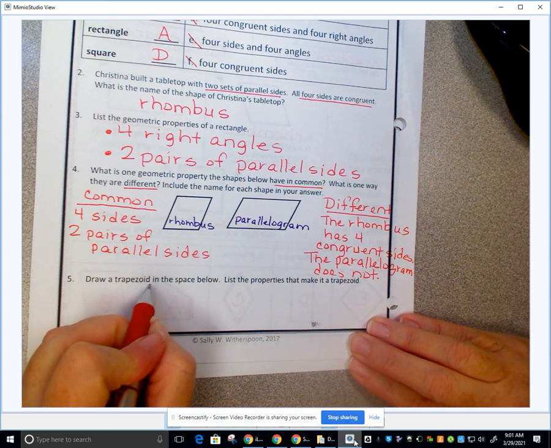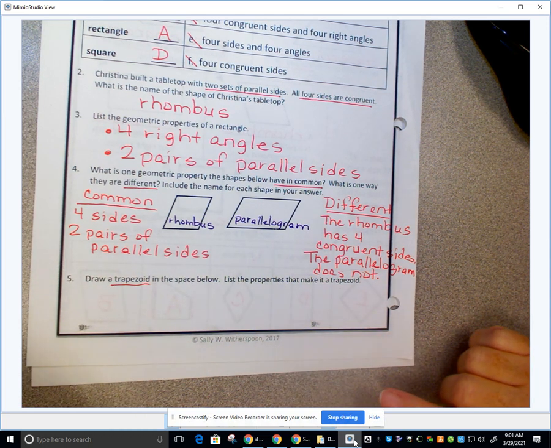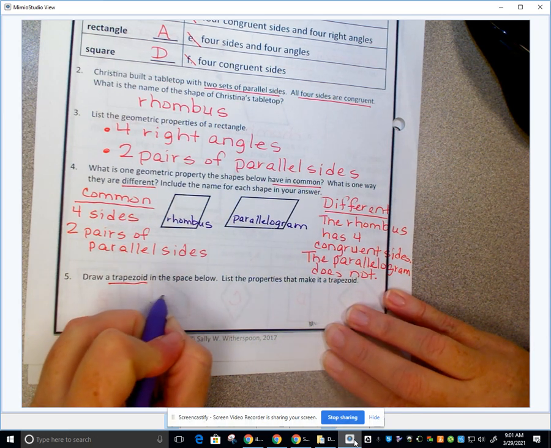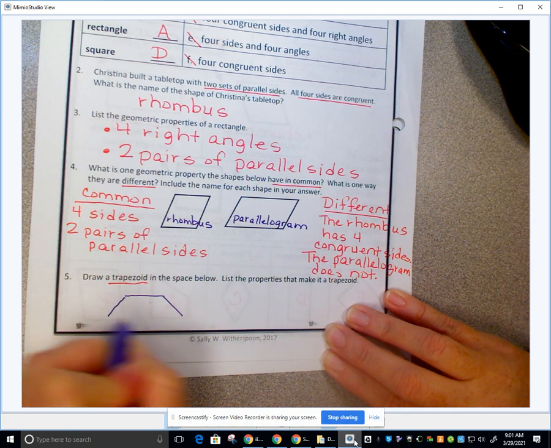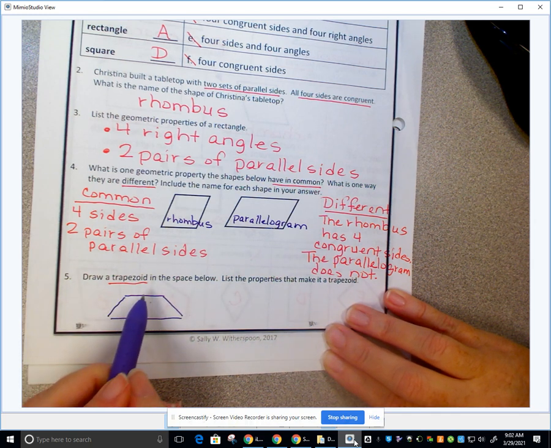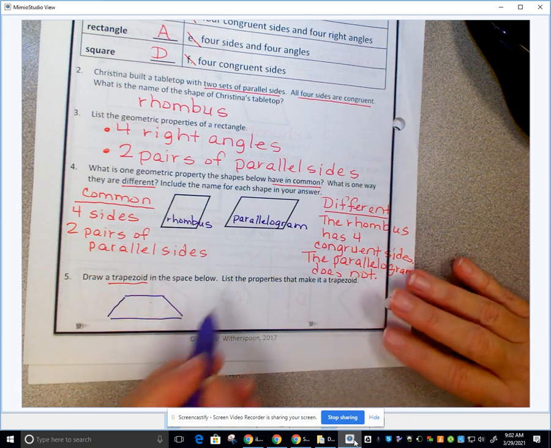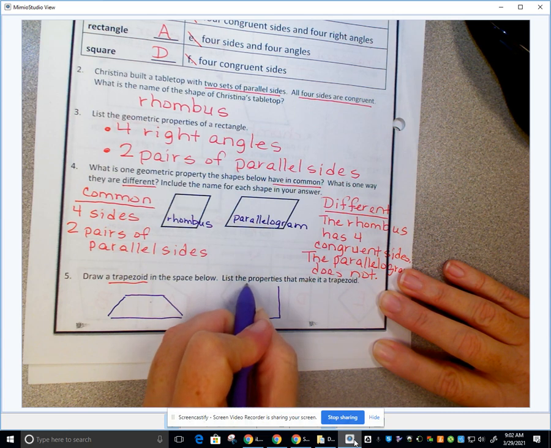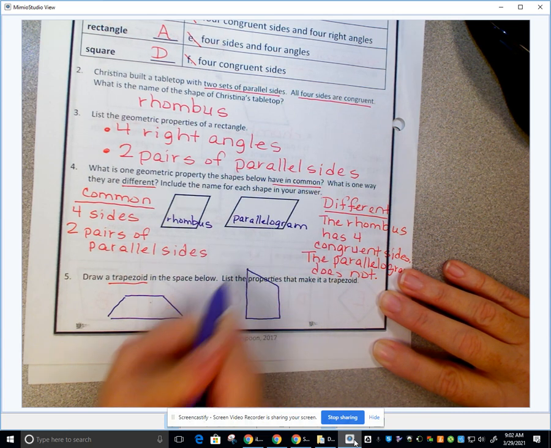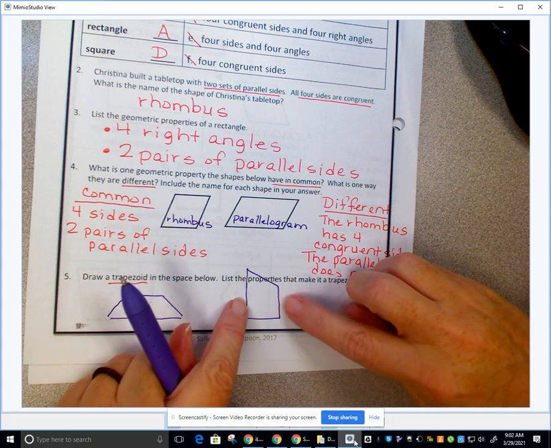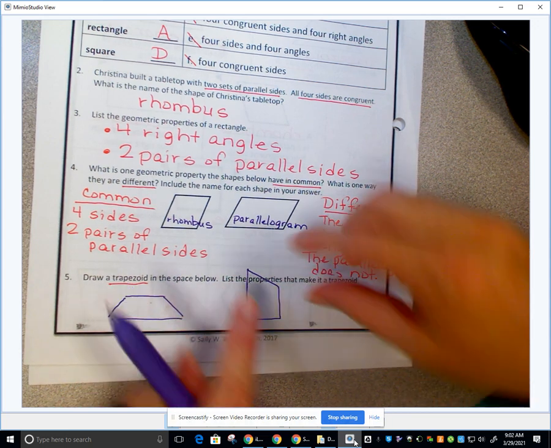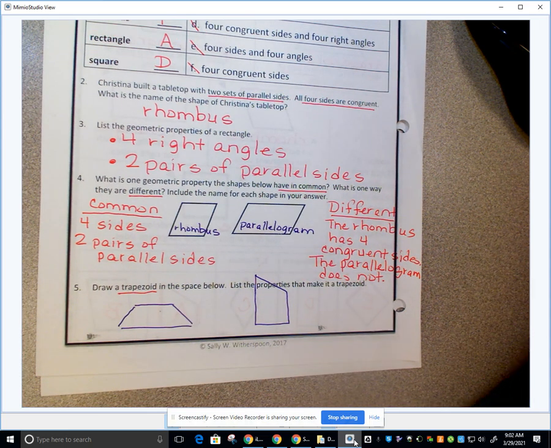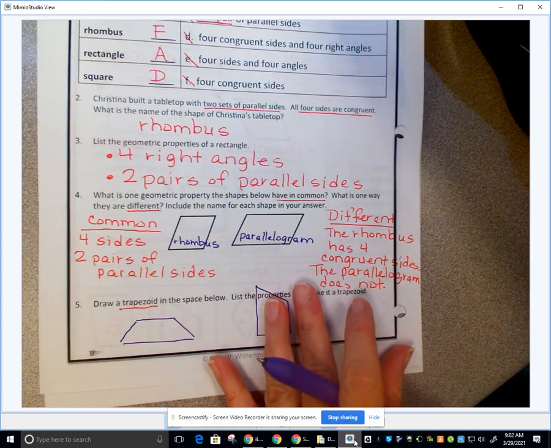All right, it says draw a trapezoid in this space. Remember, a trapezoid only has one pair of parallel sides. And you're probably used to seeing a trapezoid look like this. See, this line is parallel to this line. But another way you could draw a trapezoid would be like that. That's a trapezoid. See, here's the pair of parallel sides, but these would not be parallel. But there's your trapezoid.